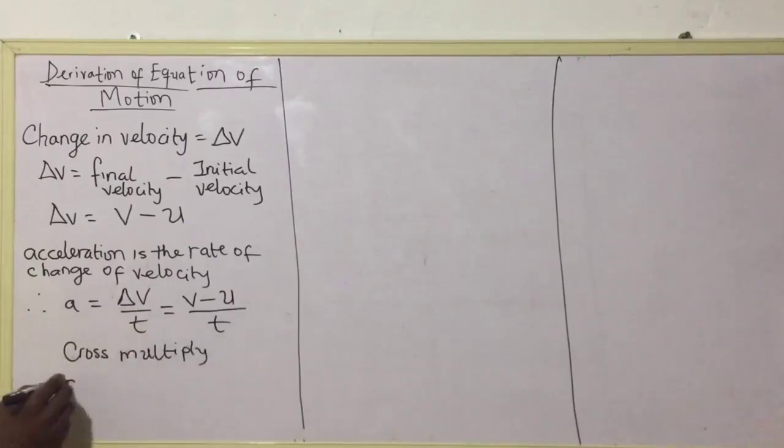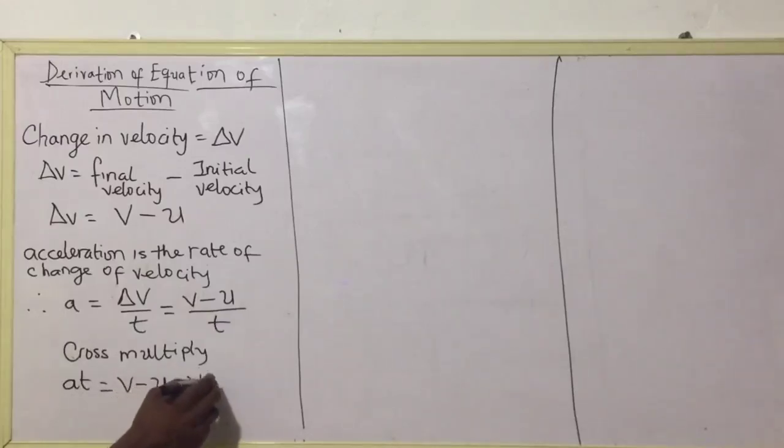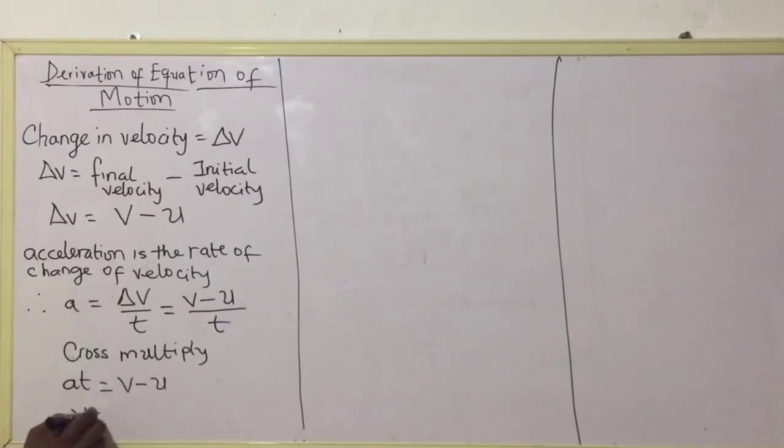When we cross multiply, A will multiply T to become AT on the left hand side, while V minus U would be on the right hand side. If we make V the subject of the formula, our V would be equal to U plus AT. And that is the first equation of motion.